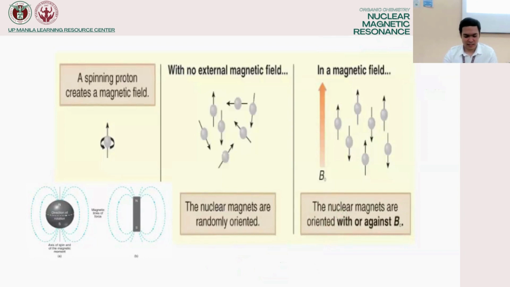So it spins randomly. But when you apply an external magnetic field, they will be oriented either along the magnetic field or against the magnetic field. So of course, there's a difference in energies. Let's say this is A, it has a different energy from B. By default, everything is in alpha.